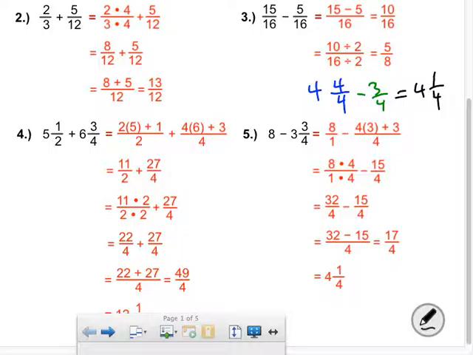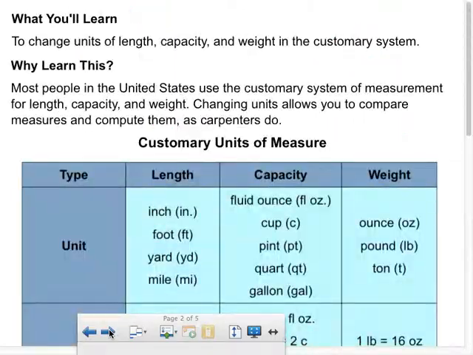We're going to be using this method today because I'm going to start showing you guys different methods just because I want you guys to be versatile in your problem solving. So let's go ahead and move on to the lesson. Can I get somebody to read through what you'll learn, why learn this, and we're going to talk about this.